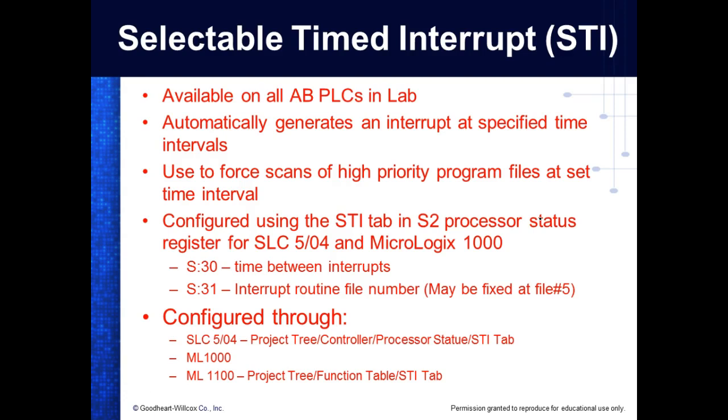Now for the 1100s, which is what we have, we go to the project tree, function table, and then there should be an STI tab. This is where we'll specify the file number and also whether we want to enable or disable this interrupt. This is what's nice about most of these IRQs: they can be disabled. So you can disable them if you want to ignore them, and then we can enable them if you need them. We'll talk about this. Are we okay? Any questions so far?